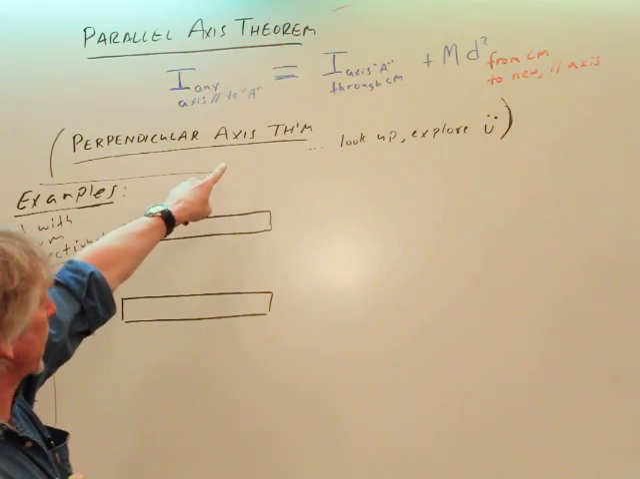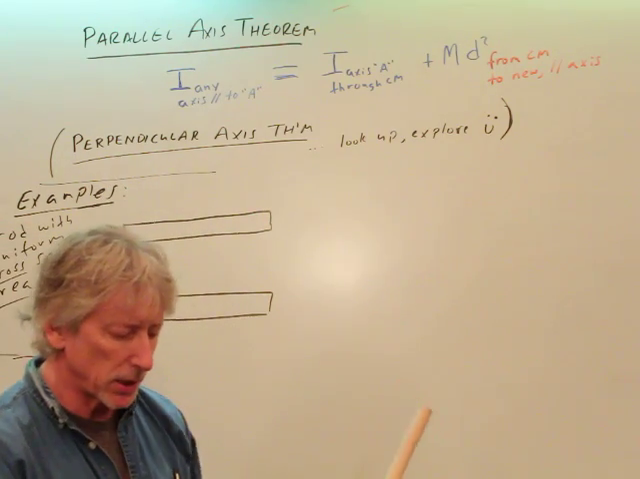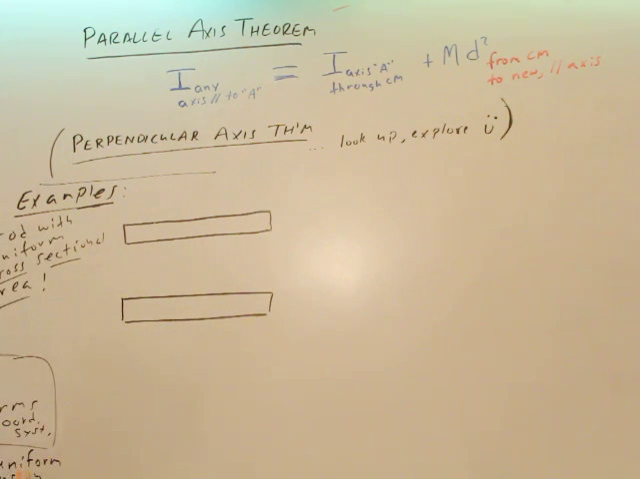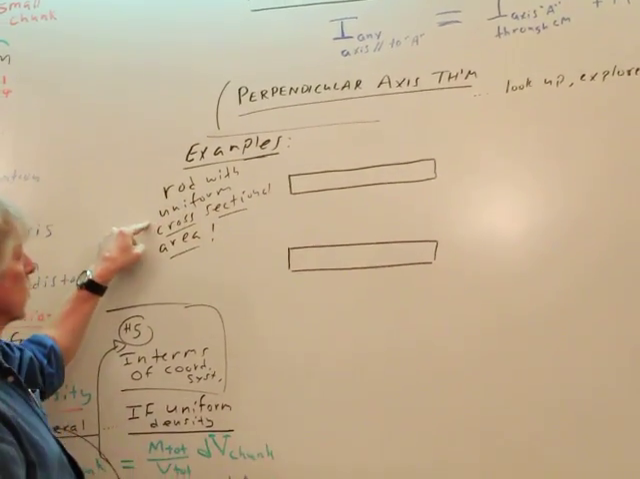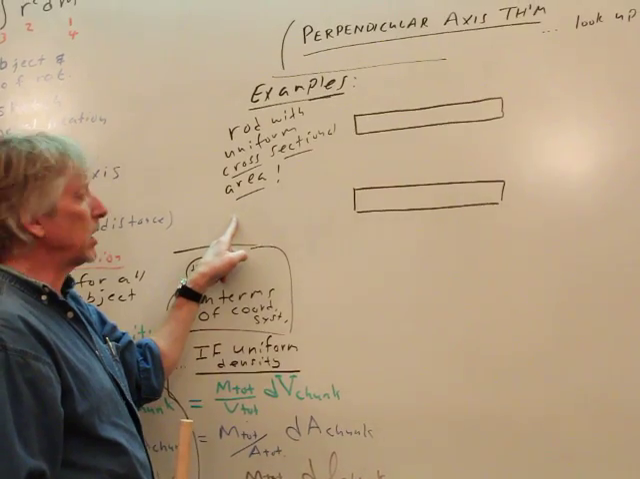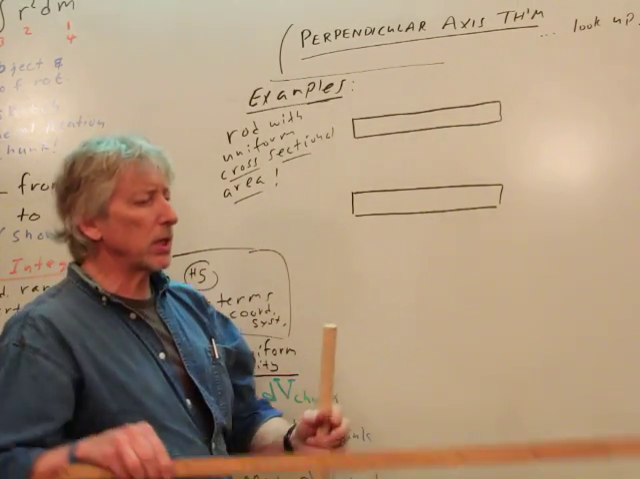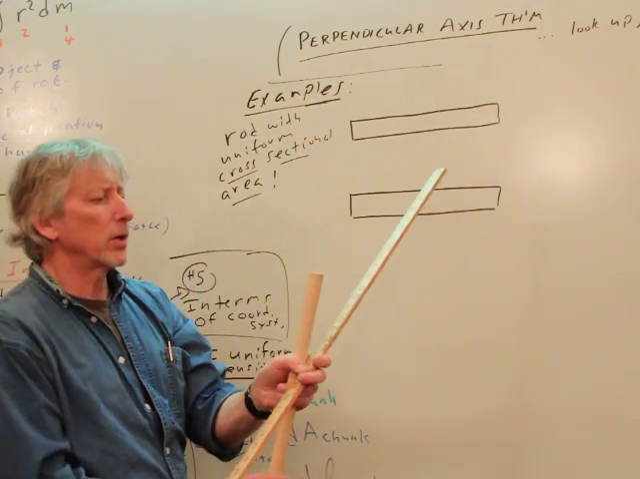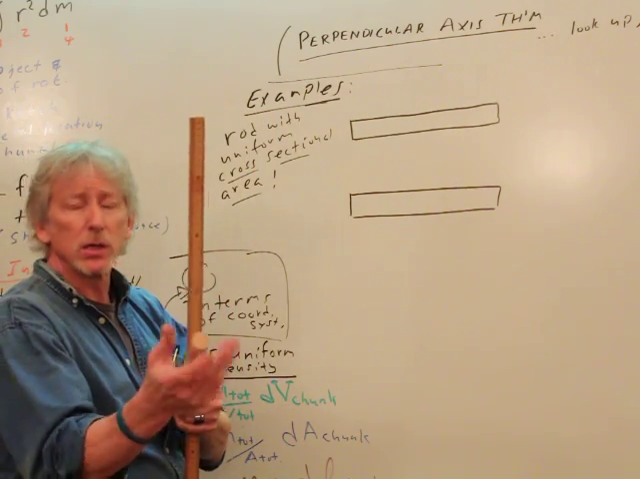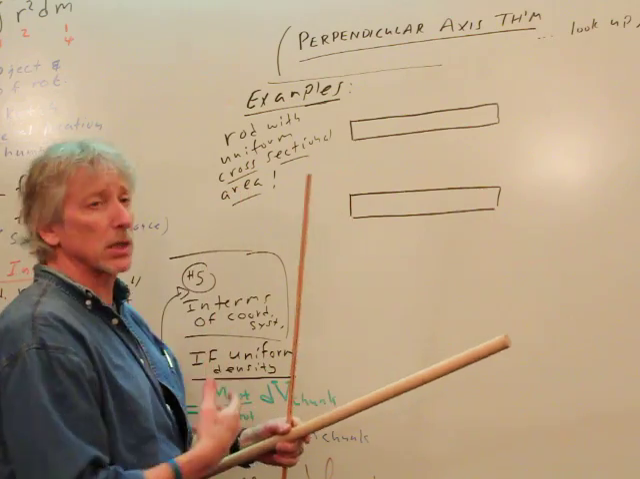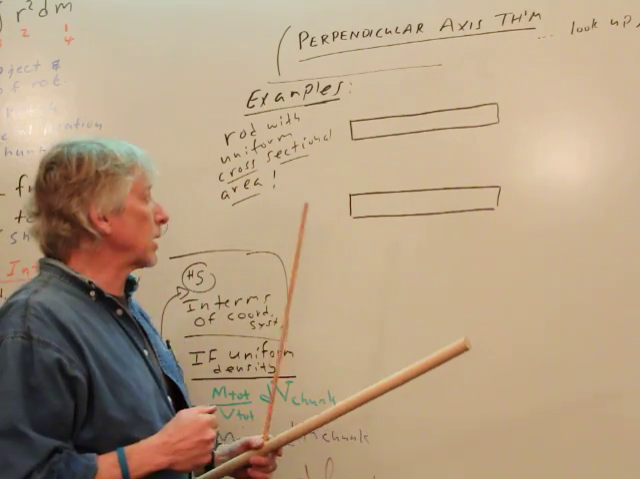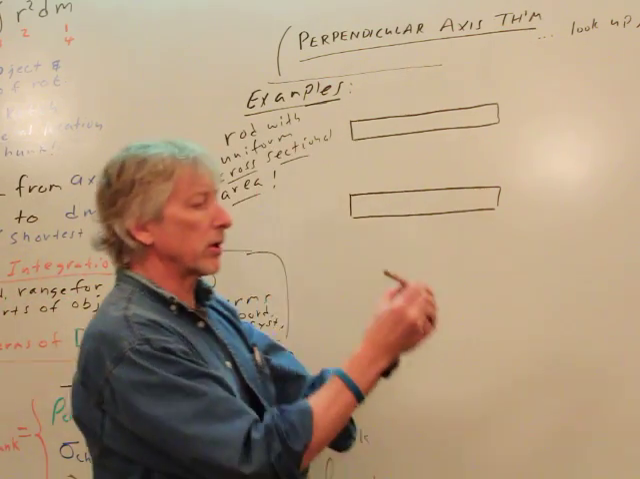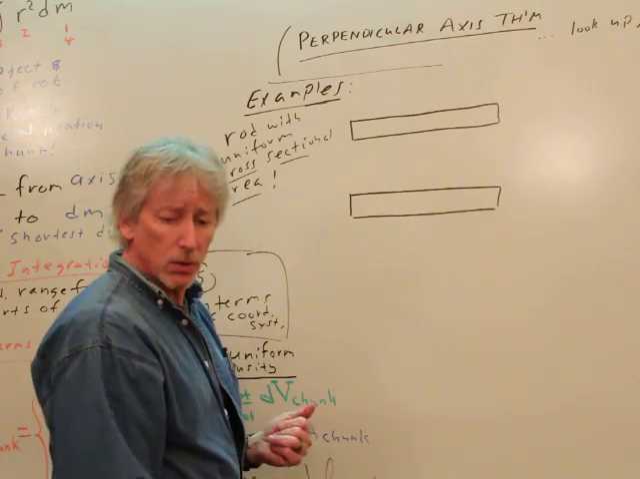There's also a perpendicular axis theorem, which you can look up and explore, and that's nice too. Kind of a nice little simple calculus problem. So let's look at some examples, and here's one. A rod with uniform cross-sectional area. That's kind of all I need here. So the rod could have a rectangular cross-sectional area, like the end of a meter stick. The rod can have a circular cross-sectional area. Sometimes you'll worry about that, then the math gets a little messier, but the physics is still the same. So here's my rod, either one of these, with a uniform cross-sectional area. Okay, good.